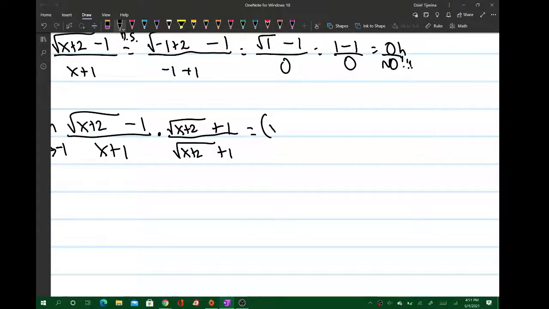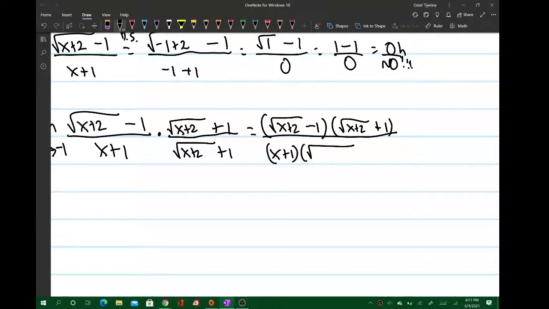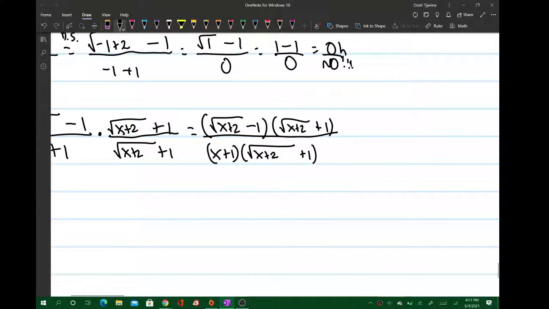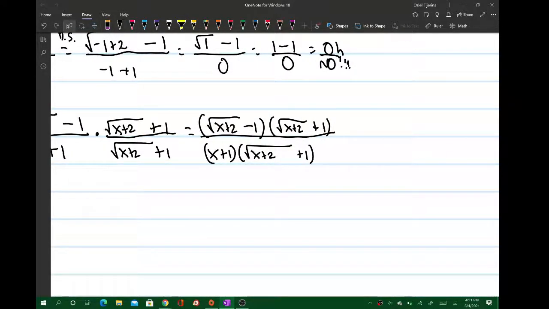So now you're going to have the following: the square root of x plus 2 minus 1 times the square root of x plus 2 plus 1 over, and then the bottom you're going to say x plus 1 times the square root of x plus 2 plus 1. Okay, so here's the part where this is very important. Do not cross this out, okay? This part right here is there for a reason. Do not cross it out.